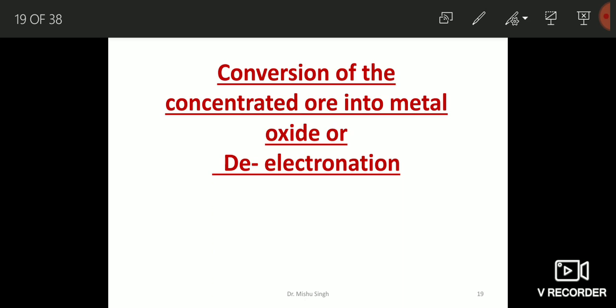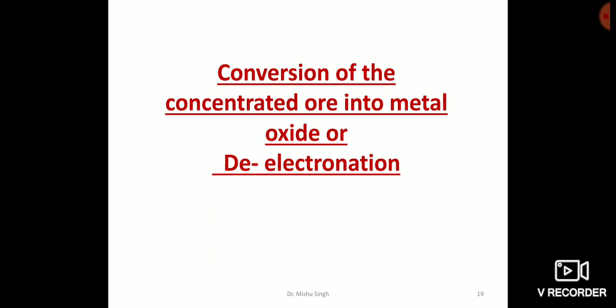Since many metals can be easily obtained from their respective oxides by reduction, the extraction of metal actually involves two chemical processes: conversion of ore into metal oxide, and reduction or electronation of the metal oxide into free metal. Here we'll study the conversion of ore into metal oxide.